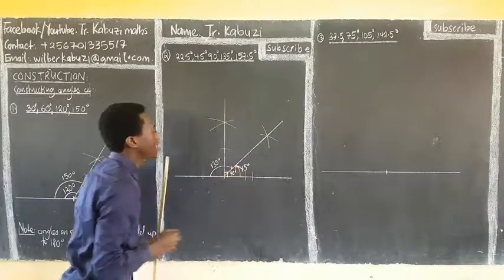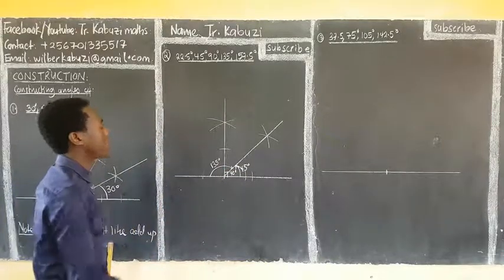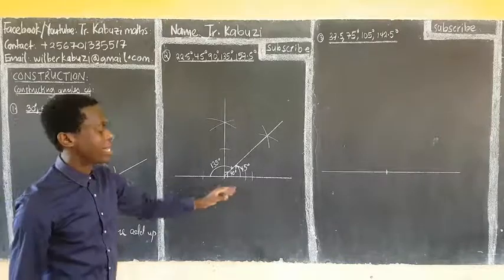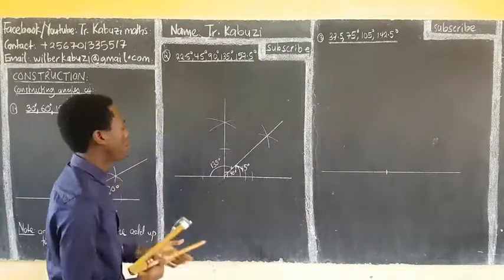Now I see that I need 22.5. How do I get 22.5? 22.5 is half of 45. Now you bisect this further. If I bisect 45, I will get 22.5.